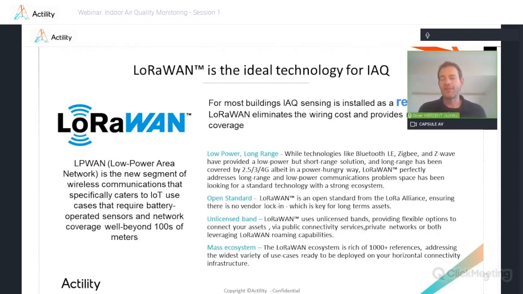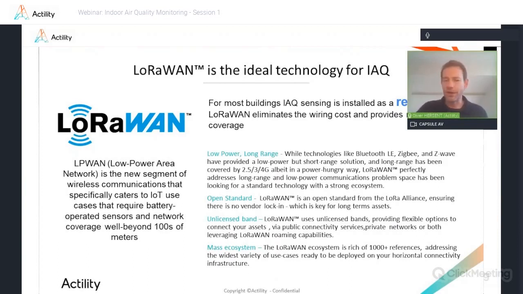The main qualities of LoRaWAN, obviously, are long range, a sub-gigahertz spectrum that goes across walls quite well, but also collaboration across antennas. More on this in a minute. But also it's an open standard. So if you start to install a LoRaWAN infrastructure in a building for indoor air quality, you want to be able to reuse that infrastructure to do more things.